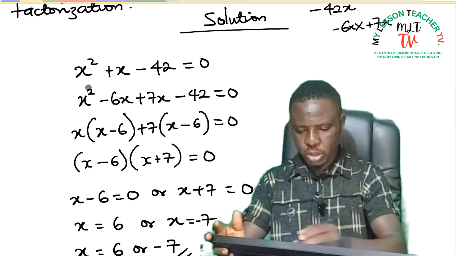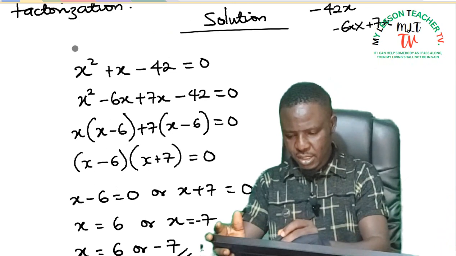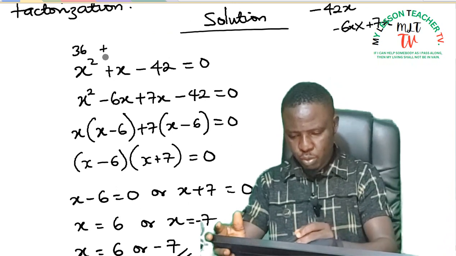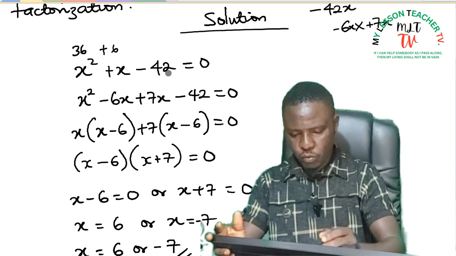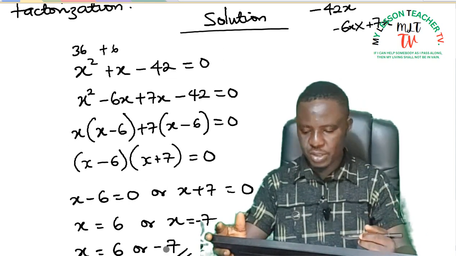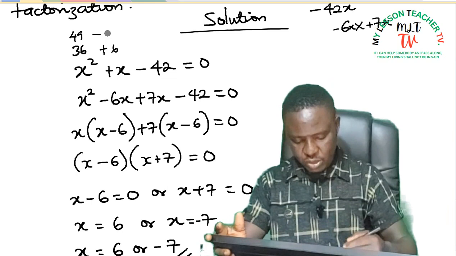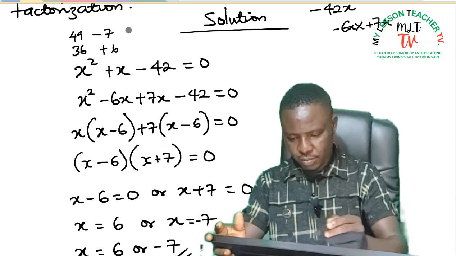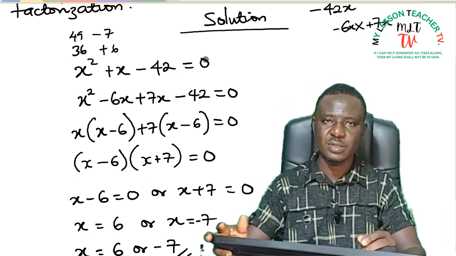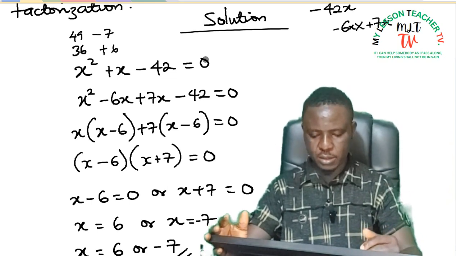Kindly substitute it into this equation to see if it will give us 0 at the end. If x is 6, this becomes 36, that's 6 squared. So 36 plus 6 is 42, and 42 minus 42 is 0. Same thing you get when you apply minus 7. Minus 7 squared, you have 49. So 49 minus 7 gives you plus 42, and 42 minus 42 is 0. So that is what you will get.